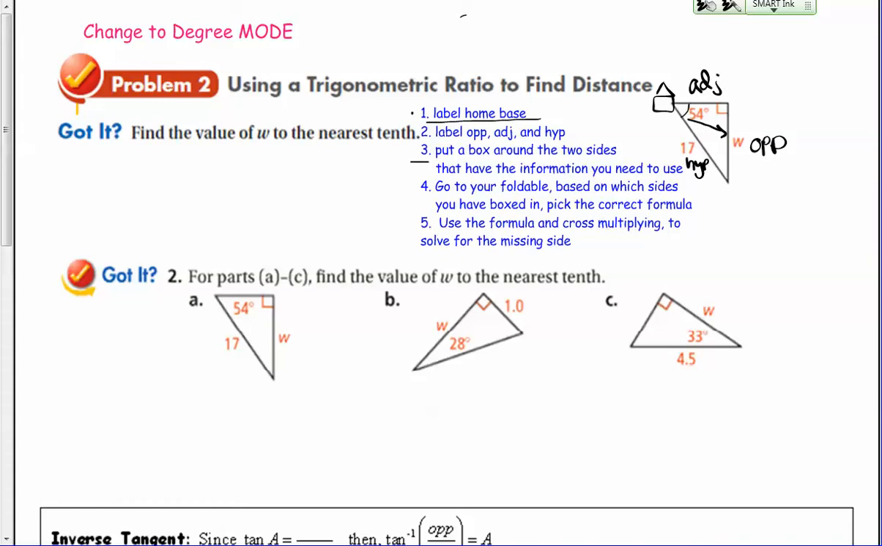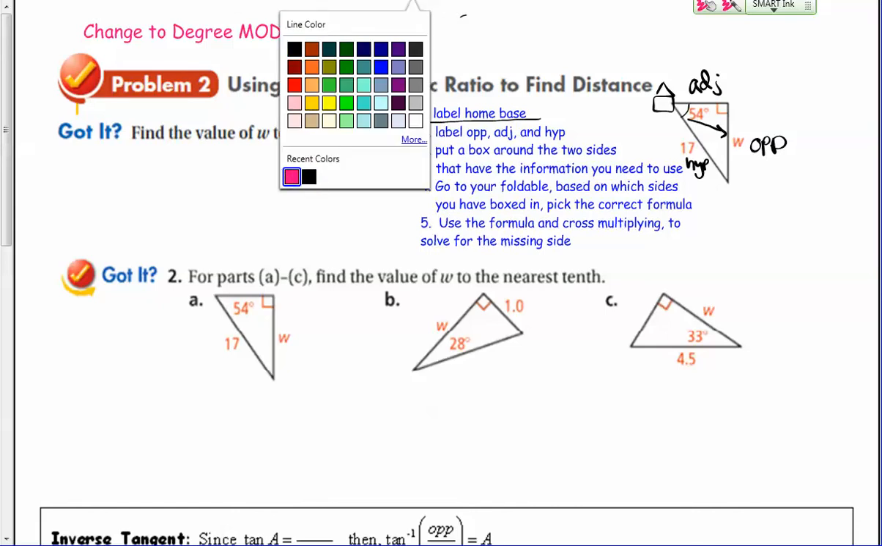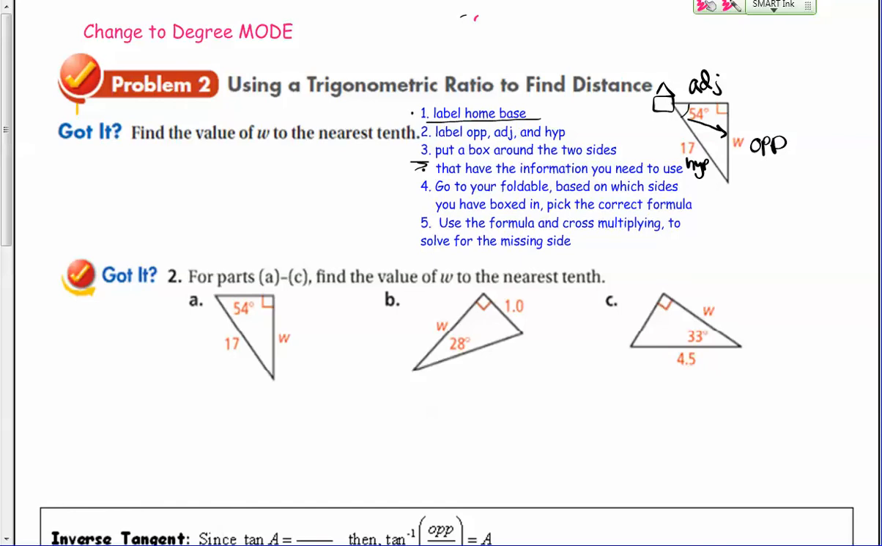All right, step number 3. I like this step a lot. It really helps me focus on what I need and what I don't need. So for step number 3, we're going to put a box around the 2 sides that have the information I need to use. So if I look at my triangle, there's a 17 on the hypotenuse, there's a W on my opposite side, because I want to figure out what that one is, and then there's nothing on my adjacent side. And so then, based on that information, I basically decided, hey, I don't need the adjacent in this problem. I know the 17, I want to know the W, so I'm going to put boxes around those 2, because those are the 2 that I'm going to be using.